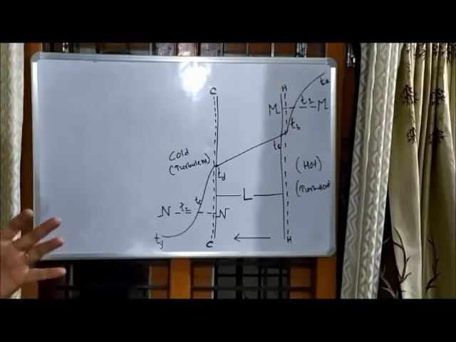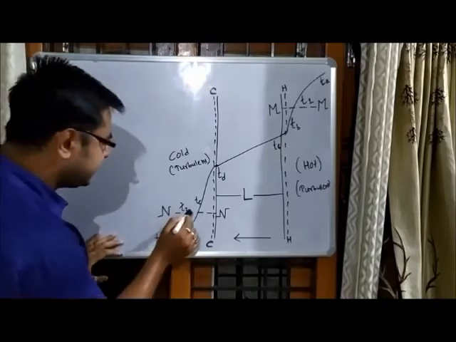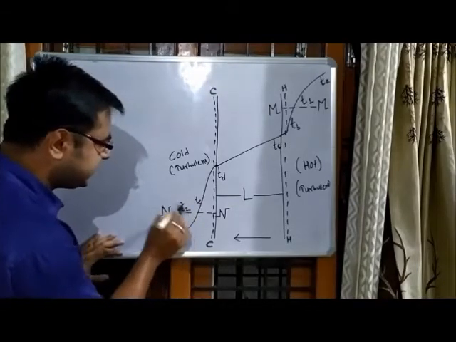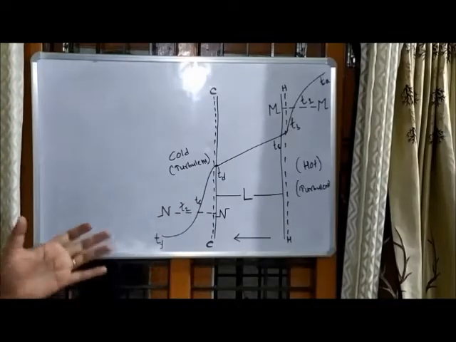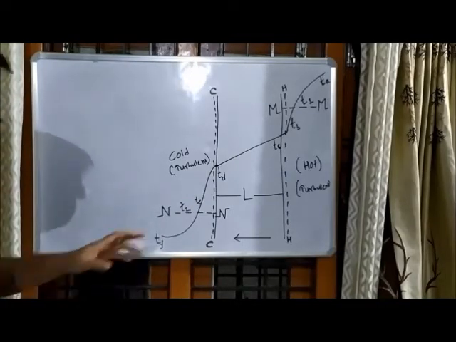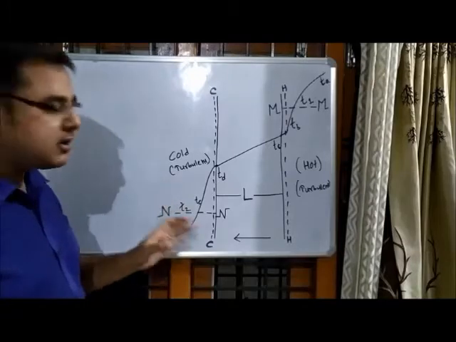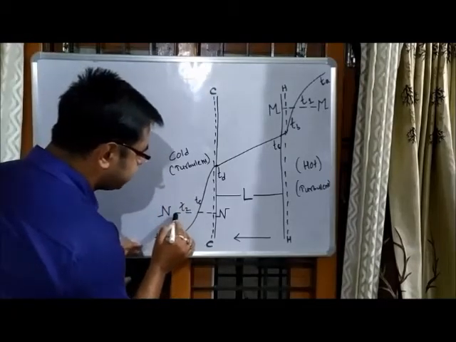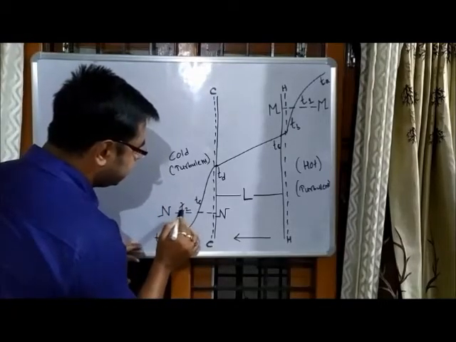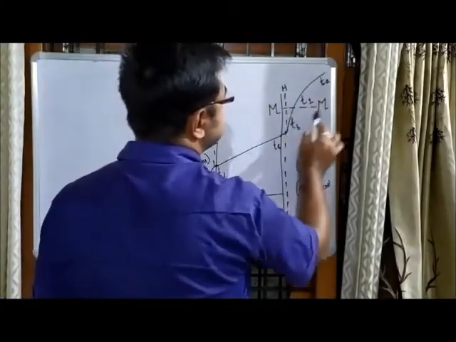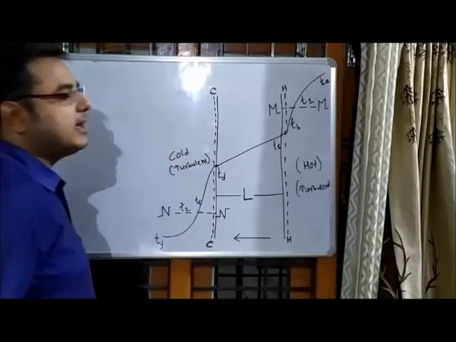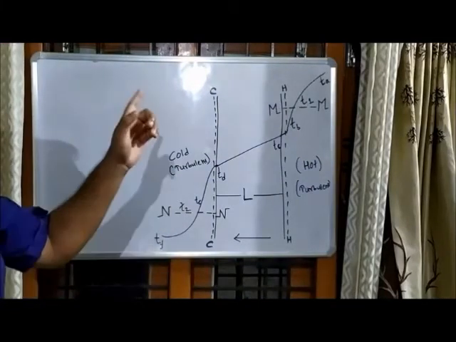Now the T2 which I have shown here, what is it? T2 is the average temperature on the cold fluid side, which is represented by the dotted line NN. And T1 is the average temperature at the hotter side, shown by the line NN.